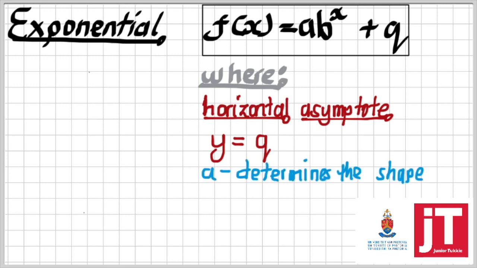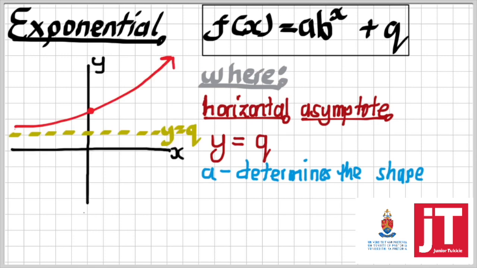Your a value determines the shape of the graph. We're going to investigate that further as we look at examples in preceding videos. We're going to look at q now, just to give you an overall overview, with a graph alongside. This is a graph that we've just drawn. It's an increasing function, exponential in nature, with an asymptote y equals q.